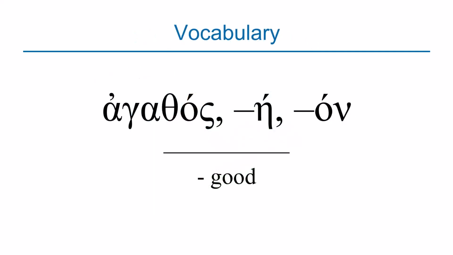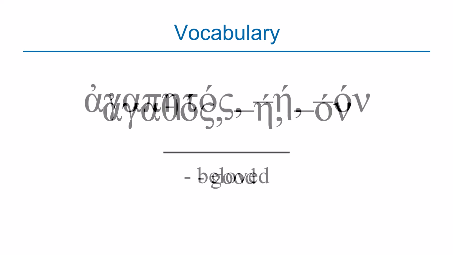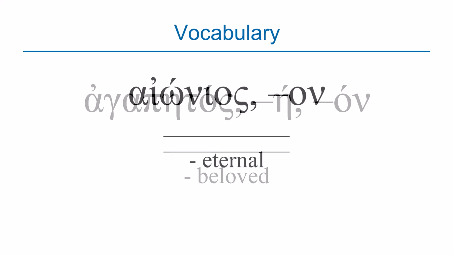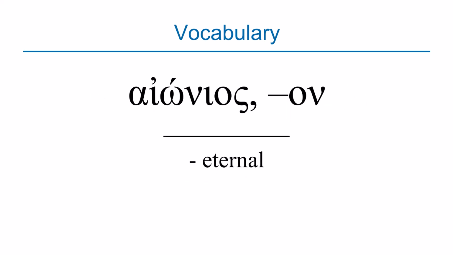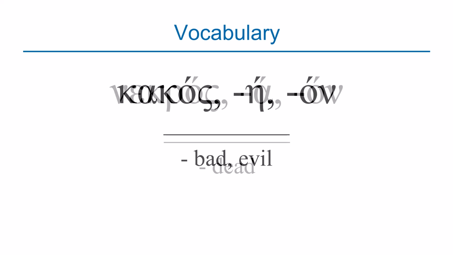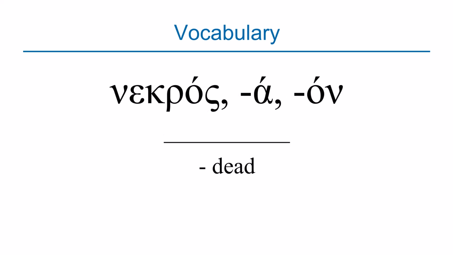Another word is agathos, and these are now adjectives. Agathos means good. Next word is agapetos, which means beloved and comes from the word agape. Agape means love. So agapetos is an adjective meaning beloved. Next word is aionios, meaning eternal or everlasting. Next word is kakos. Kakos means evil, bad, or wicked. Another word is nekros. Nekros means dead.